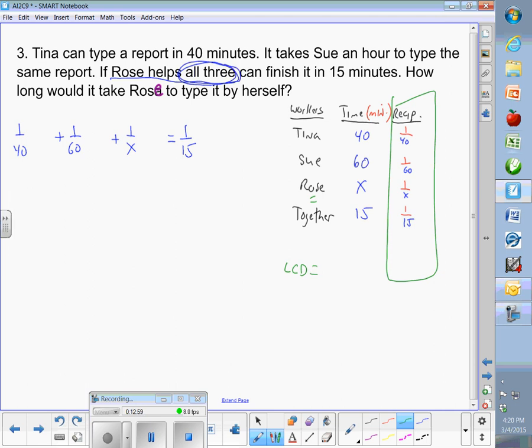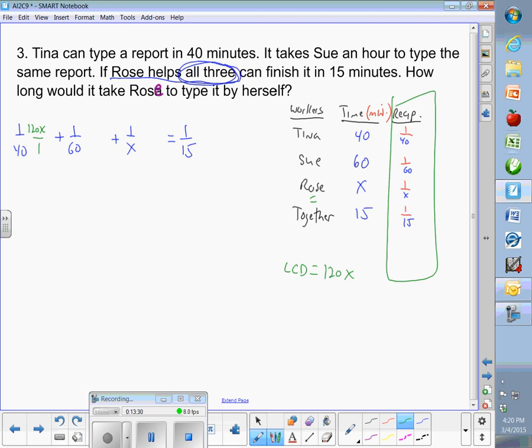The LCD is 120x. All four denominators must be able to divide into this number. And they do. 40 divides into it, 60 divides into it, X divides into it, and 15 divides into it. And if not, then it doesn't work. All four denominators have to divide into it. Again, you could have used another non-lowest common denominator, but that's the best.